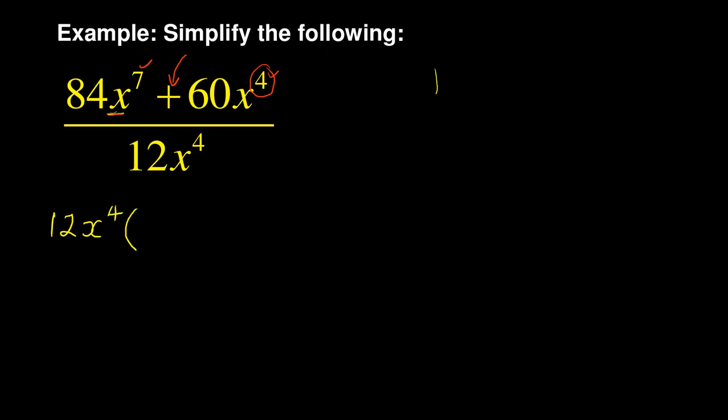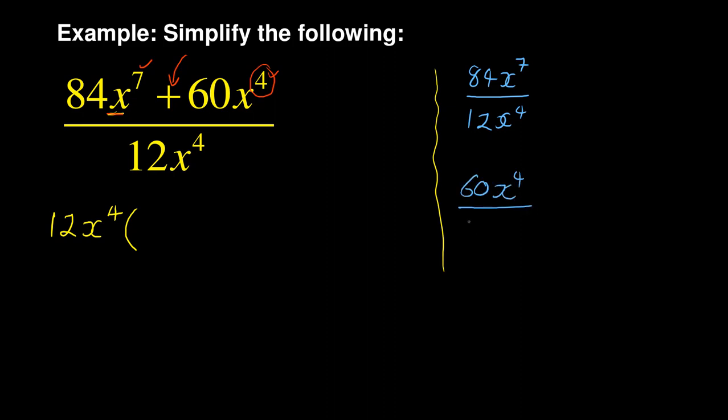Now, what am I doing actually? When I'm saying x to the power of 4, it means I'm going to divide 84 x to the power of 7. That's what I'm doing actually. I'm saying 84 x to the power of 7, I'm dividing by 12 x to the power of 4, as well as 60 x to the power of 4. I'm dividing it also by 12 x to the power of 4.